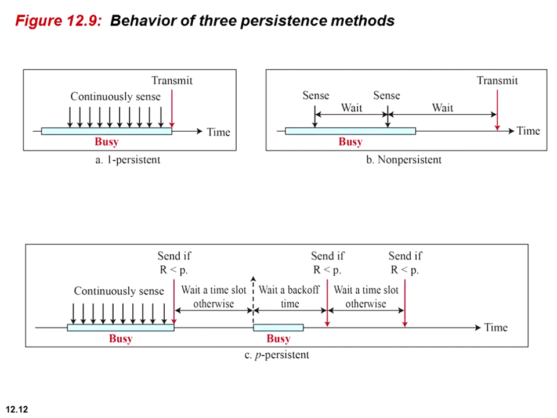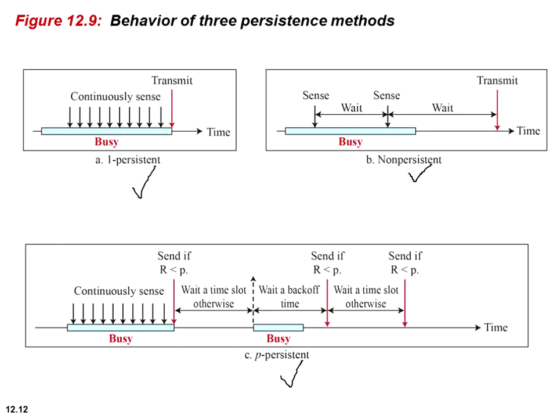Now here we see the behavior of three persistence methods. The question is, what should a station do if the channel is busy, and what should a station do if the channel is idle? Three methods have been devised to address this problem: the one-persistent method, the non-persistent method, and the p-persistent method. We will discuss them one by one.